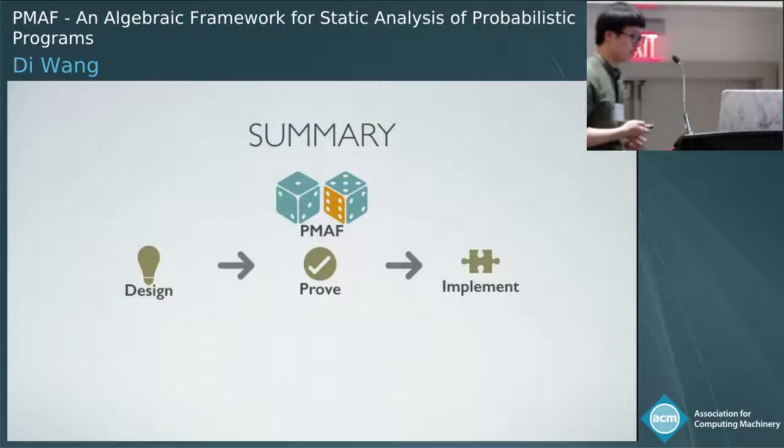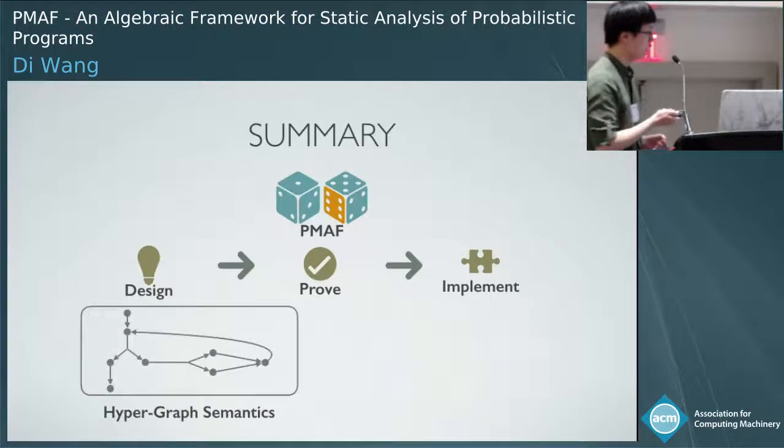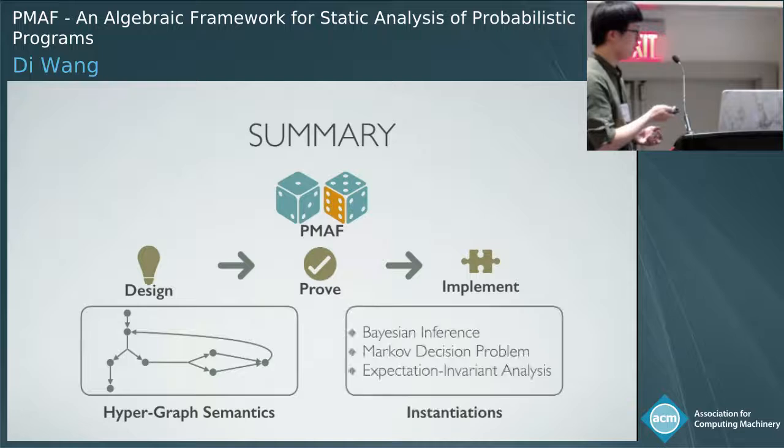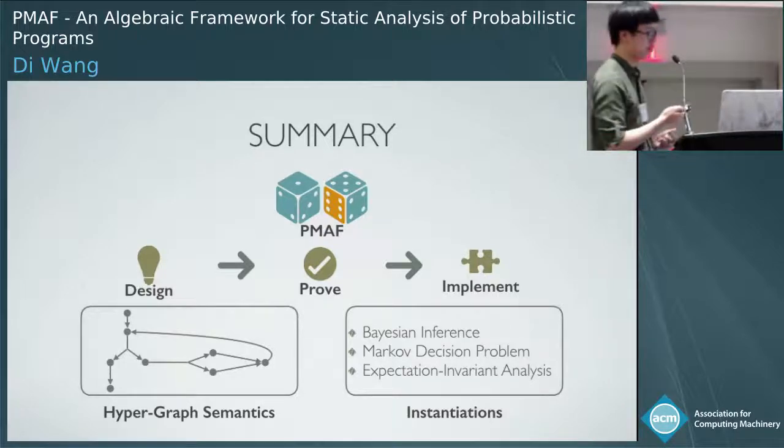So to summarize, we present a framework, and we hope it can help you design static analysis for probabilistic programs more easily, and you can also prove its correctness in the framework as well as any implementation. We introduce the hypergraph semantics to resolve non-determinism prior to probabilities, which is desirable in some cases. We also show that we can instantiate this framework to different domains to obtain meaningful results.